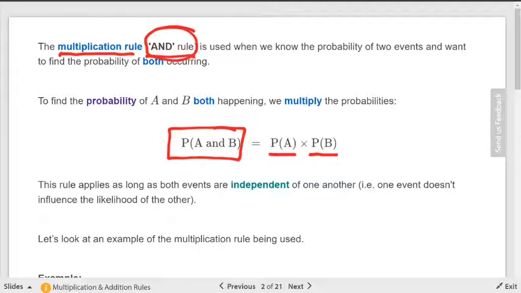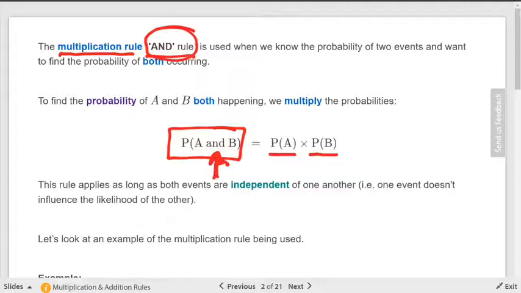Now notice, the AND is in the parentheses with the two things, right? This is not the probability of A and the probability of B. It's two different probabilities, right? So that's a little bit different. So make sure you watch out for the notation.